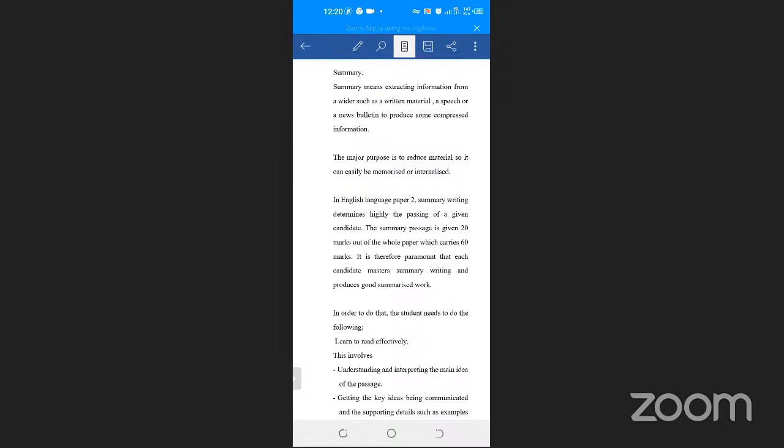In English language paper 2, summary writing determines highly the passing of a given candidate. The summary passage is given 20 marks out of the whole paper, which carries 60 marks. It is therefore paramount that each candidate masters summary writing and produces good summarized work. So the paper is out of 60, and only one passage of summary writing takes 20 marks.